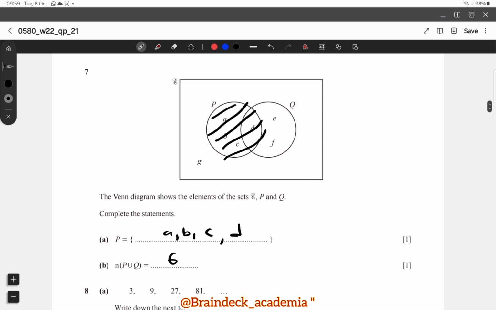If you have any question, please ask. The elements of P are just the elements found inside P. The elements of Q are just the elements found inside Q. Now the reason why D is between P and Q is because that is the intersection. That is what they have in common. You understand? P and Q have D in common. So the total number of elements in P union Q is counting all the elements inside there, and that will be the answer.